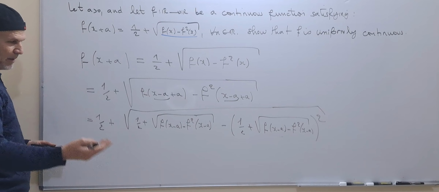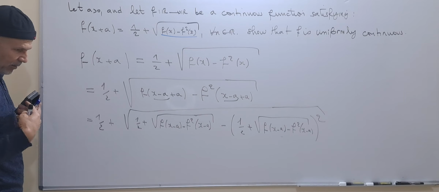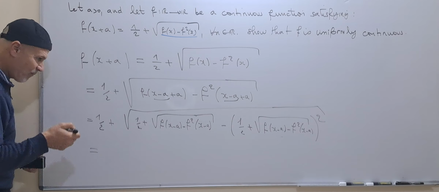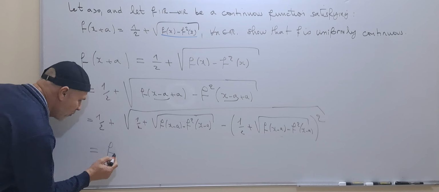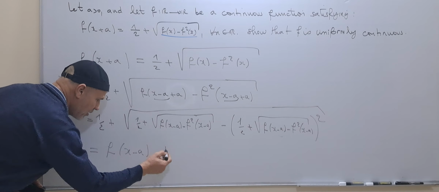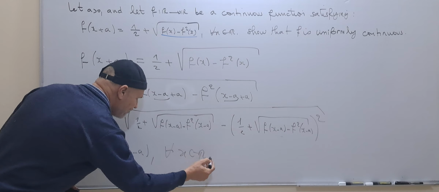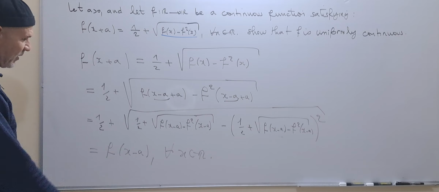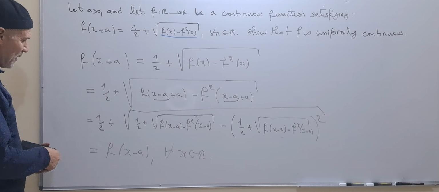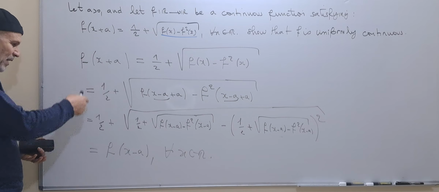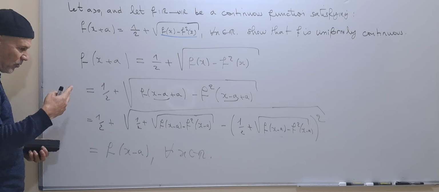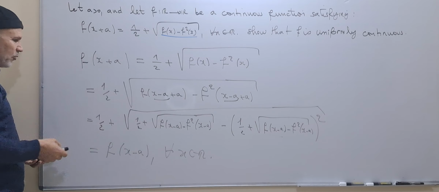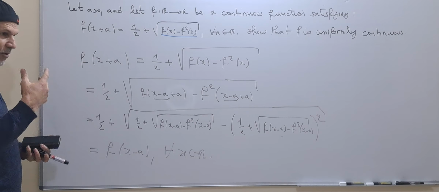We repeat the same thing that we did previously, just a few minutes before, and we will get this equation for all x in R. So we have f of x plus a equal to f of x minus a for all x in R. This means that our function is periodic with period 2a. We can make a change of variable to deduce that it is in the standard form.